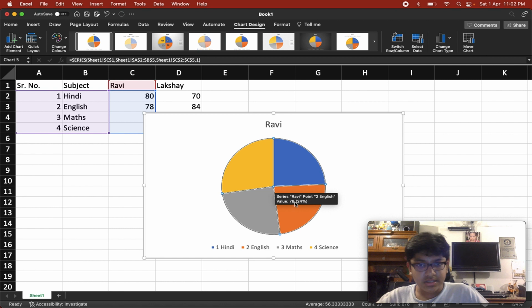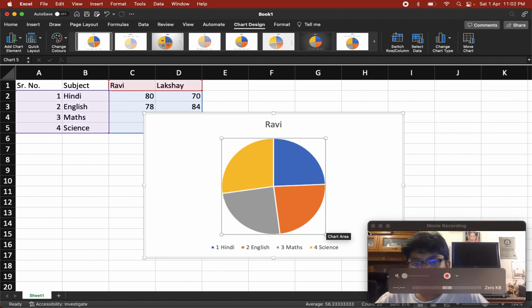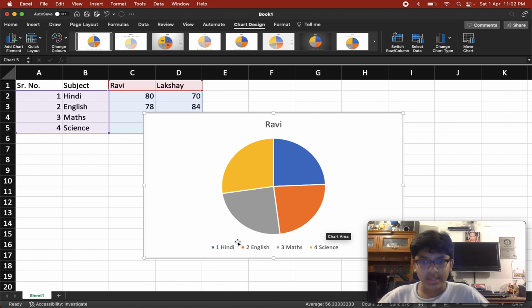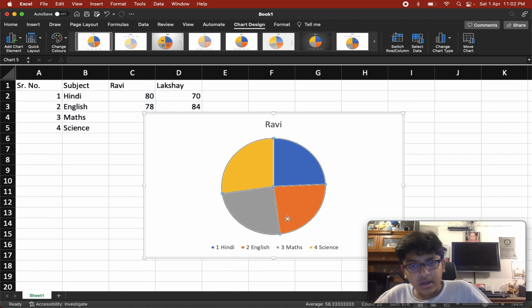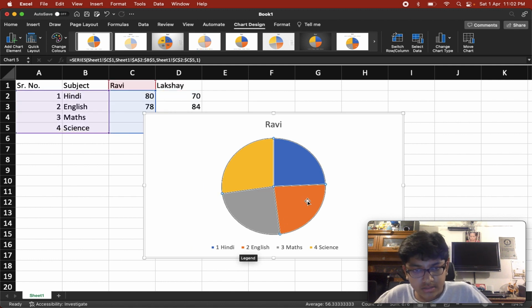And it's saying that this 78 is 24% of Ravi's total marks in science, maths, English, and Hindi. So when we add all the marks of Ravi in Hindi, English, maths, science, what are these marks? English marks are 24%, right? Your Hindi marks are 24%, right? Your science marks are 27%, and your maths marks are 25%, right? So this shows how much percentage each subject's marks are of Ravi's total marks, right? So like maths is 25% of Ravi's total marks, right?